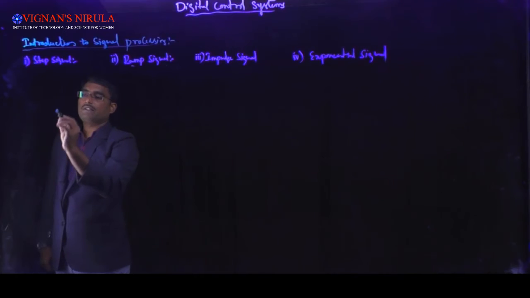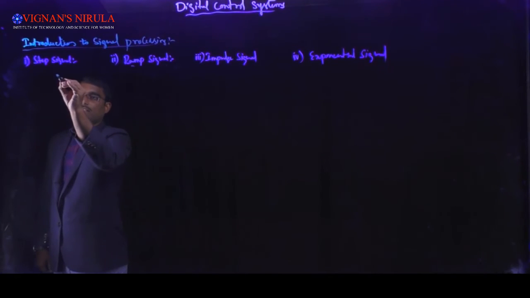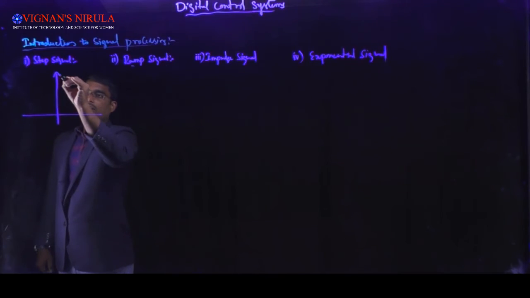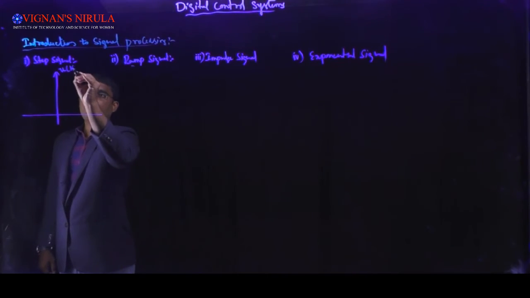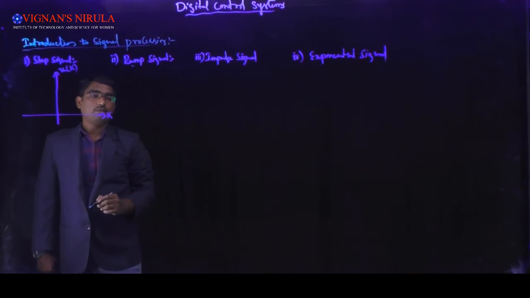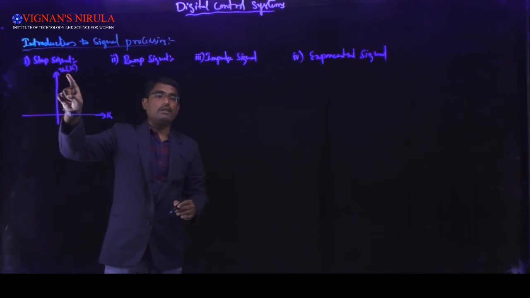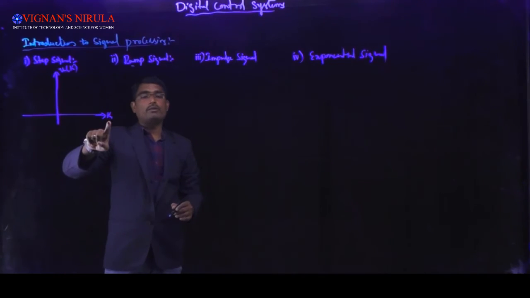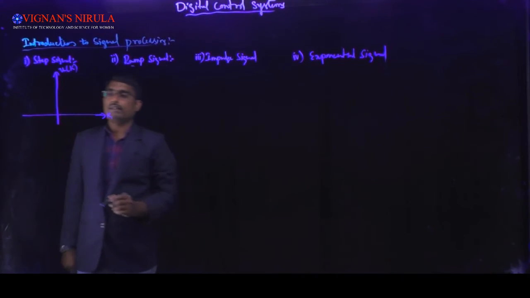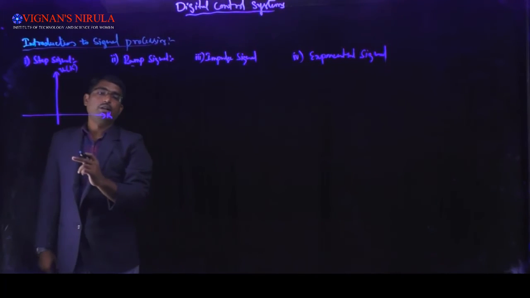First one, step signal. Step signal means, see here. It is being represented by u of k. Since we are dealing with discrete time signals, we are taking it as u of k. If it is a continuous time signal, we will take it as u of t. So u of t with respect to t is said to be a continuous time signal. U of k with respect to k means it is a discrete time signal. So it is a discrete time step signal.